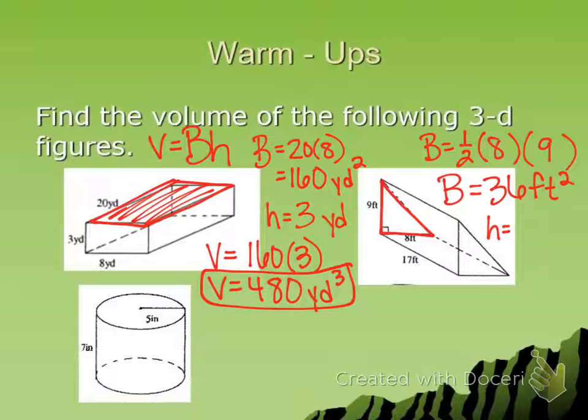What is the height of the prism? 17. Remember, the height is the distance between our bases. So if my base is a triangle, the distance between those two triangles is the 17 feet. So to find my overall volume, I have to multiply my capital B times my H. What do we get? 612 feet cubed. Good.